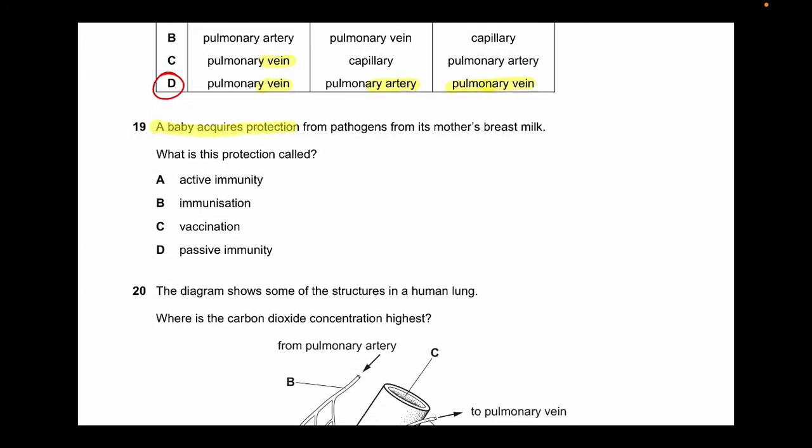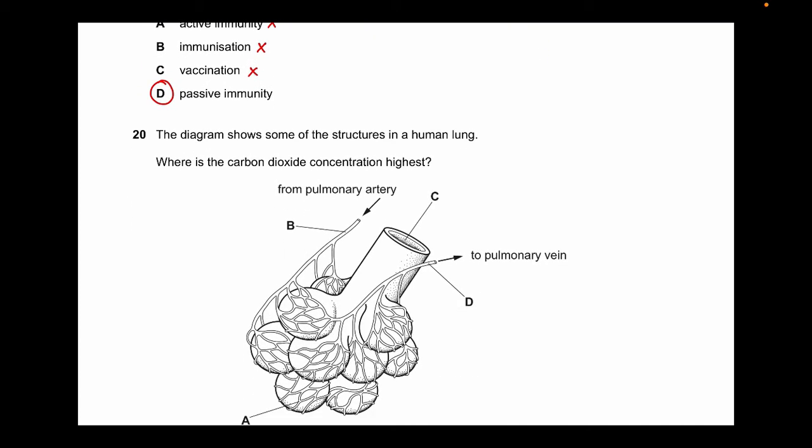A baby acquires protection from pathogens from its mother's breast milk. What is this protection? Since this protection is acquired from an outside source, definitely it is passive. All right, so this is a passive form of immunity. This is not active immunity. There is no immunization caused by breast milk. It is neither a vaccination, so passive immunity is the correct answer.